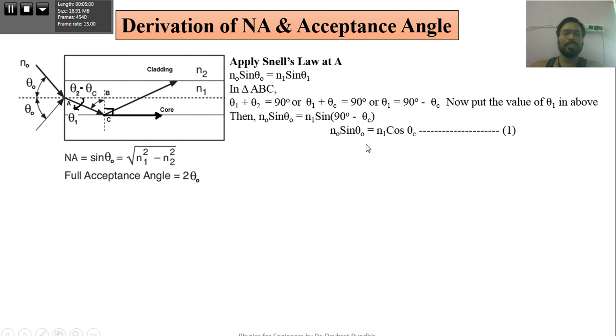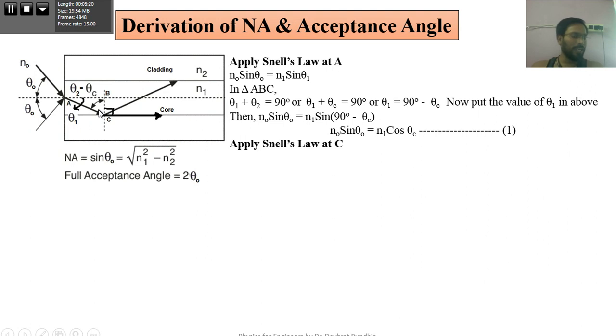Now you know that sin(90° − θ) is equal to cos θ. So this becomes n0 sin θ0 = n1 cos θc. That's equation number 1. Now I am moving forward and applying Snell's law at this point C.